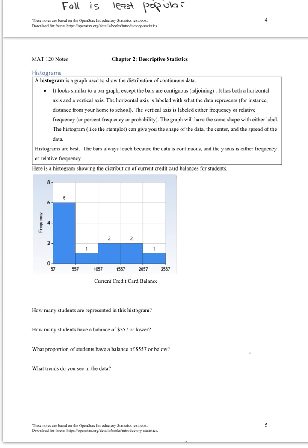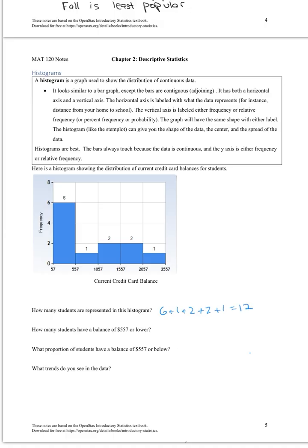If we take a look at the current example, here's a histogram showing the distribution of current credit card balances for students. The first question asks, how many students are represented in the histogram? If you take a look at the top of each bar, we have 6 students in the first bar, 1 student in the second, 2, 2, and 1. So to answer this question, you would add up all of those numbers, and you would arrive with 12 students.